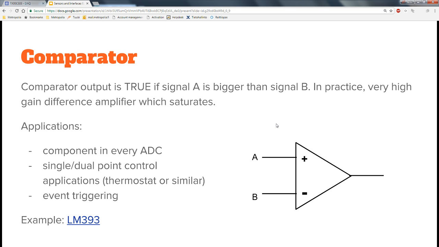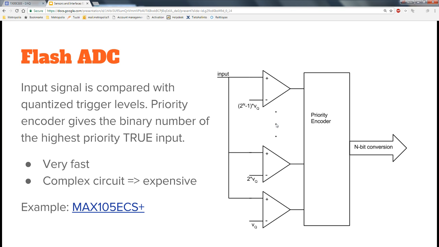But anyways, it gives information about whether the signal is higher or lower than something. A to D, a 1 bit A to D converter.